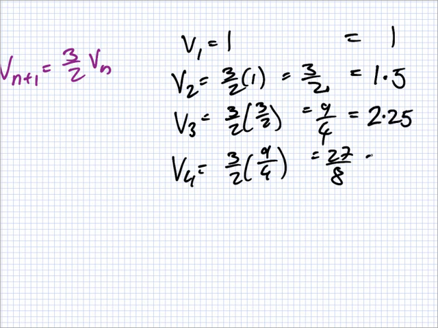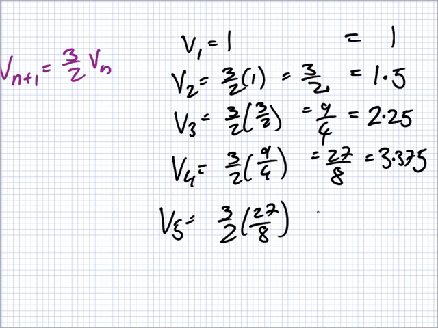2.25? 3.375, is that right? Yeah. V5 is 3 over 2 times 27 over 8, which is 81 over 16, isn't it? So anyways, what's clearly happening is this is just getting bigger and bigger. So we say it's divergent.